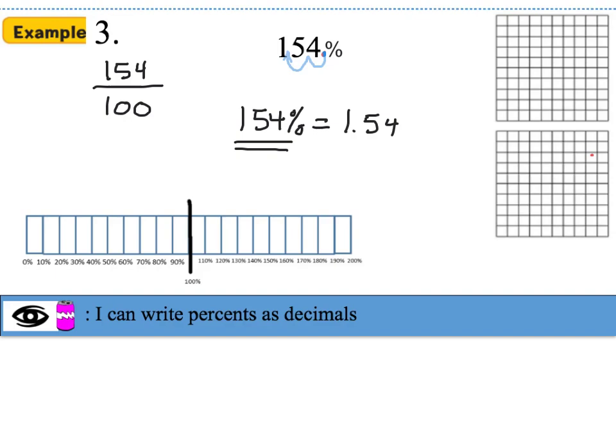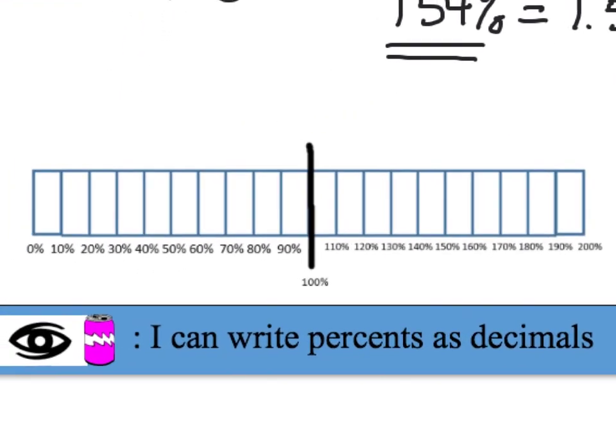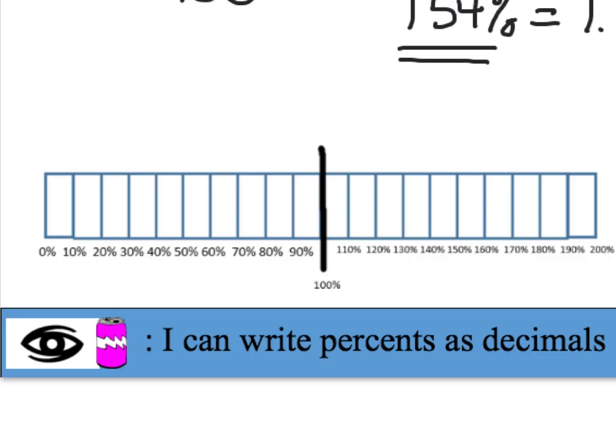Once again, I need 2 of these 10 by 10 boxes because I'm going over 100%. So this is 100%, and this is 154%. Now let's zoom in on the tape diagram so we can see what 154% looks like on this. I know that the value of 0% is worth 0. I know that the value of 100% is worth 1 whole.